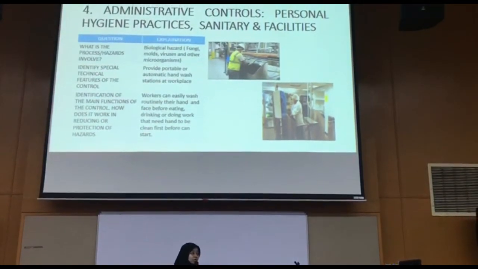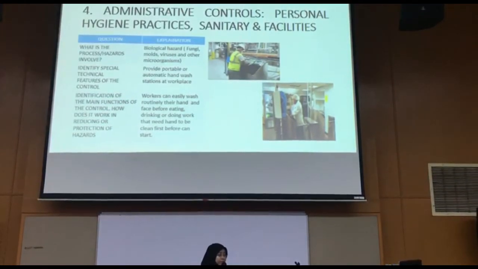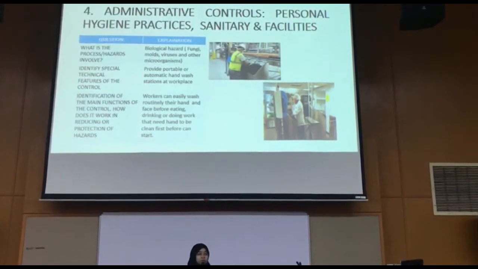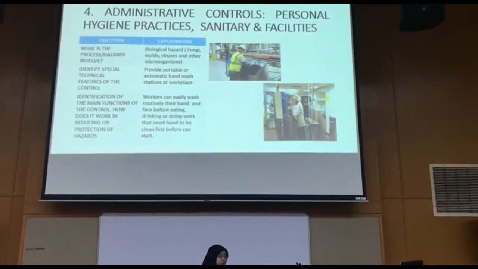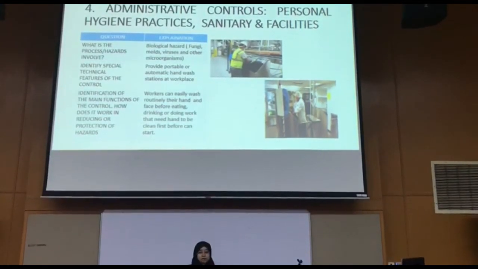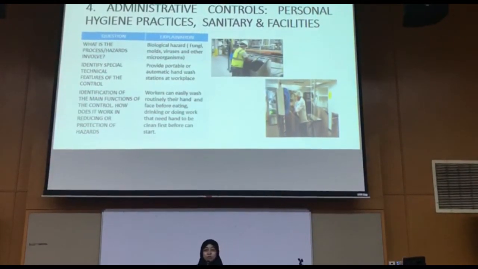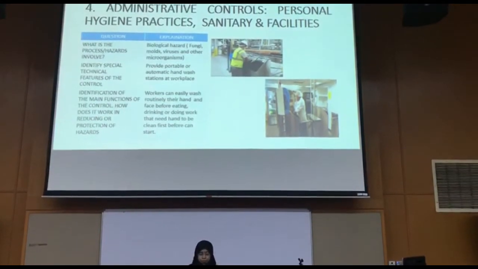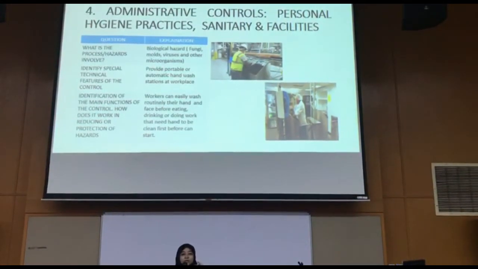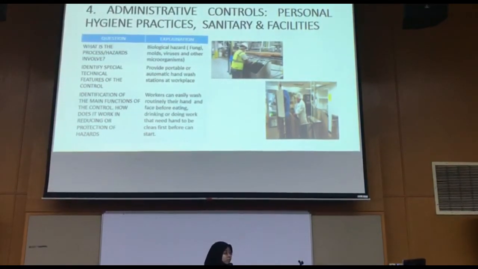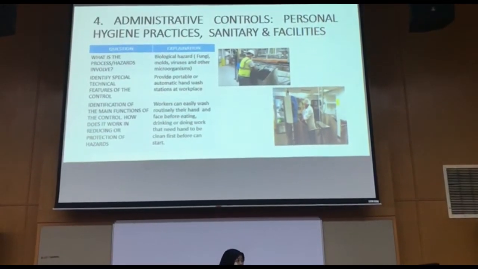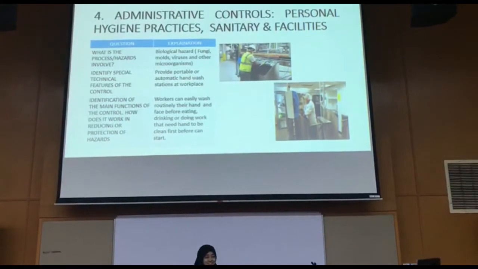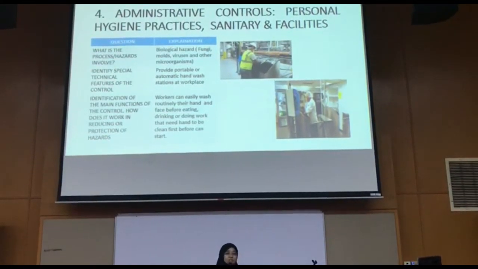Special technical feature of the control. There are a few factories which have already prepared a portable automatic hand wash station at their workplace, so the workers will find it easy to wash their hands before starting their work and after their work. The main function of the control, how does it work in reducing the protection of the hazard? Workers can easily wash, as I said earlier, they wash their hands routinely.